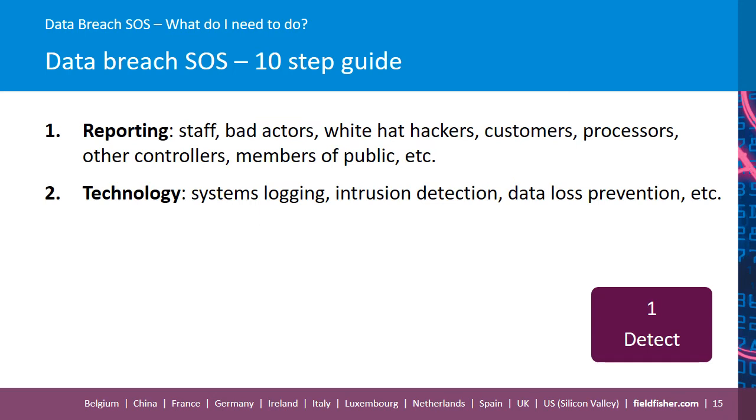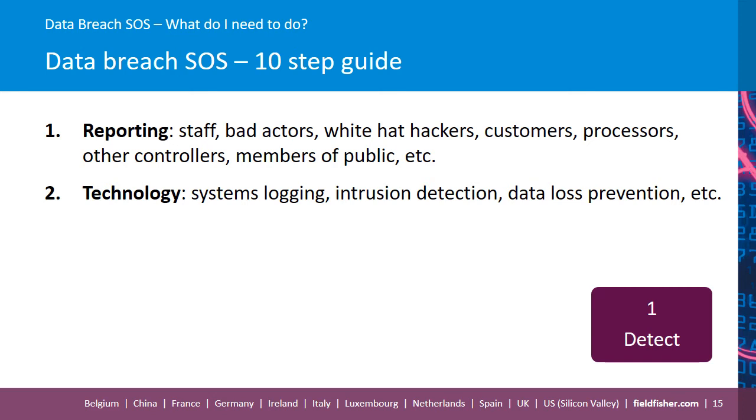The first step is detecting that an incident has taken place. Broadly speaking, there's 2 key ways in which this could be done. The first is through reporting. You could have a member of staff, even a bad actor, ethical hackers, customers, your processors, other data controllers, or general members of the public notify a breach to you and bring that to your attention. It would then be from this point that your 72-hour clock starts, provided you've established a breach at that point.